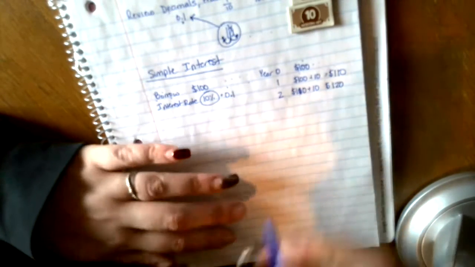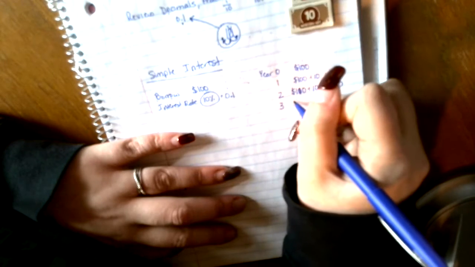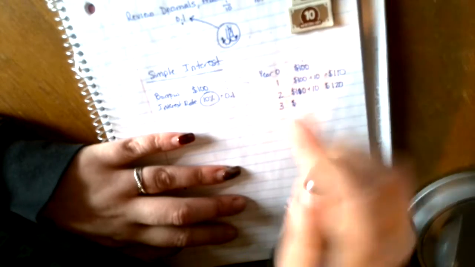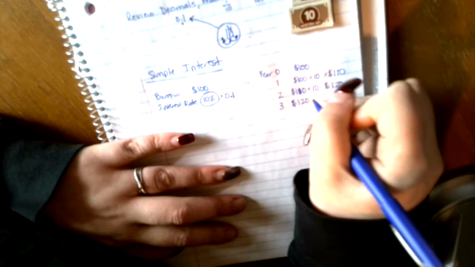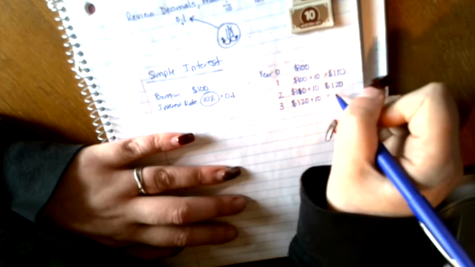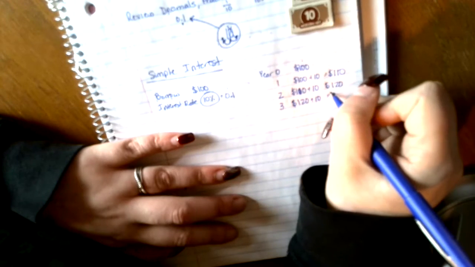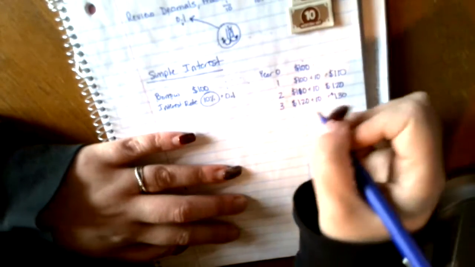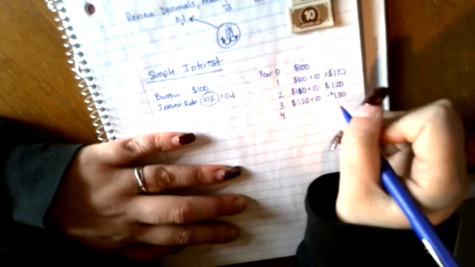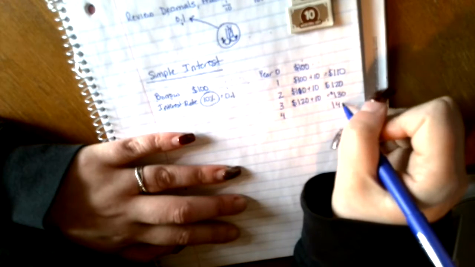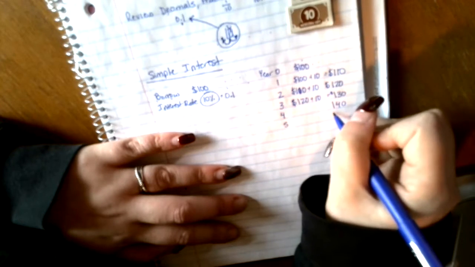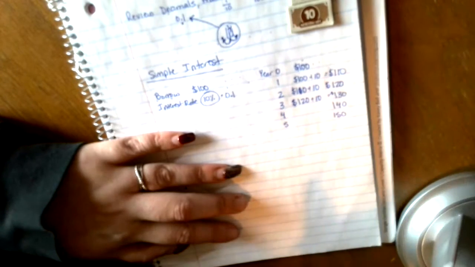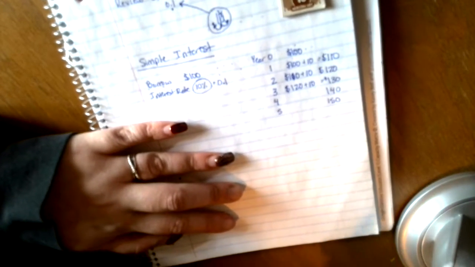Okay, and we could keep going, right? After 3 years, I would have whatever my amount here was, 120 plus another $10 would be $130, right? And so we just keep kind of adding this on. So, right, you can imagine year 4, we would have 140, year 5 would be 150, right? And we would just keep going like that.